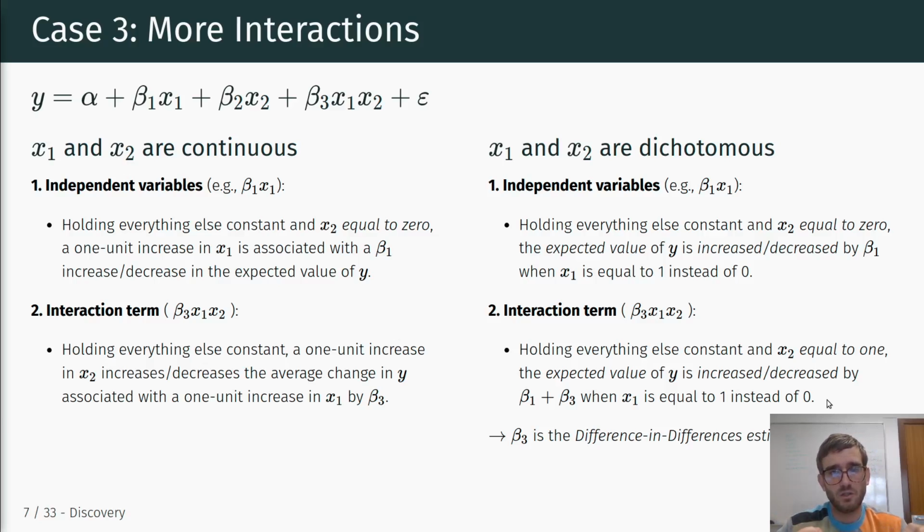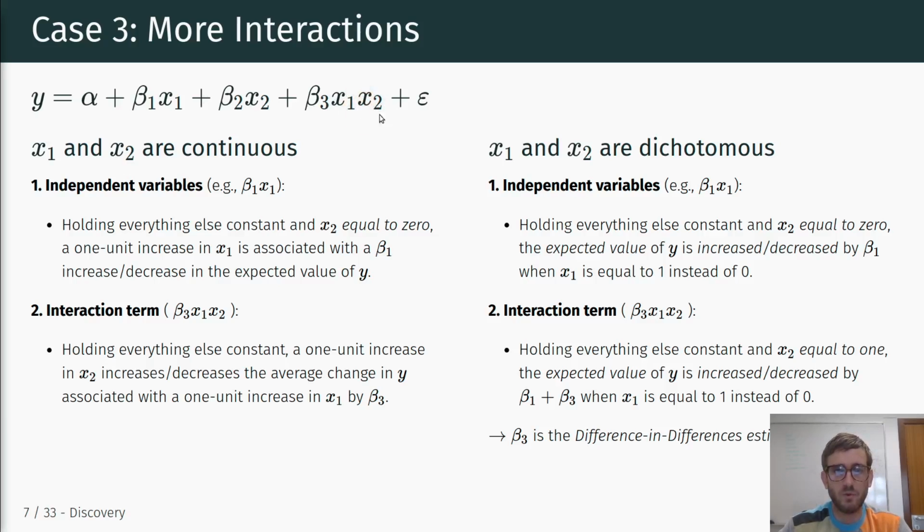And so the interaction term tells us how much this effect from x1 going from 0 to 1 changes when x2 is equal to 1 rather than being equal to 0. So rather than looking in the reference category where x2 is equal to 0, we're now looking at the alternative group where x2 is equal to 1, and the expected change in y is now not only beta 1, but it's beta 1 plus beta 3.